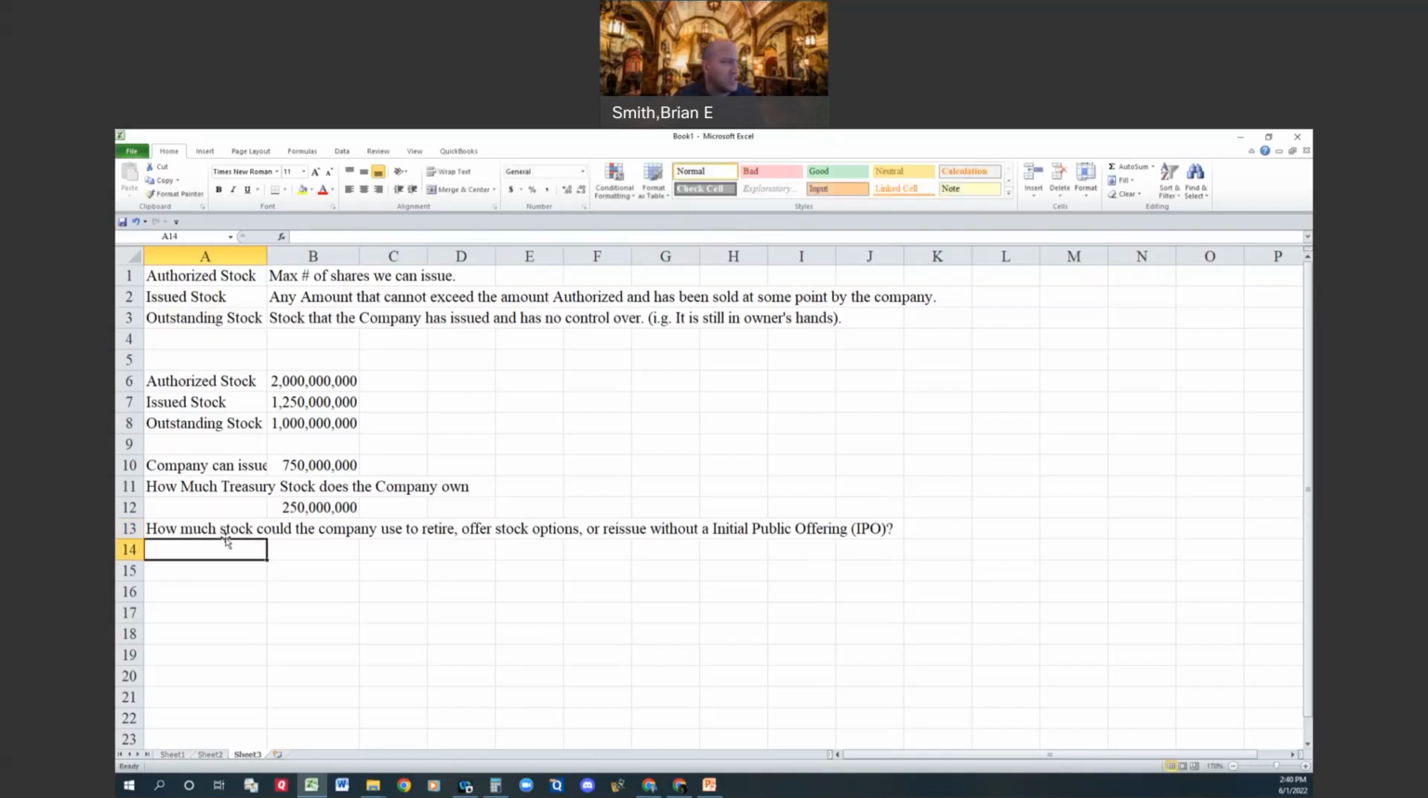Okay, so that's a good question. How much stock could the company use to retire, offer stock options, or reissue without an initial public offering? Well, the amount is whatever is in the difference between your outstanding shares and your issued stock. So we're looking at 250,000 shares in that situation.